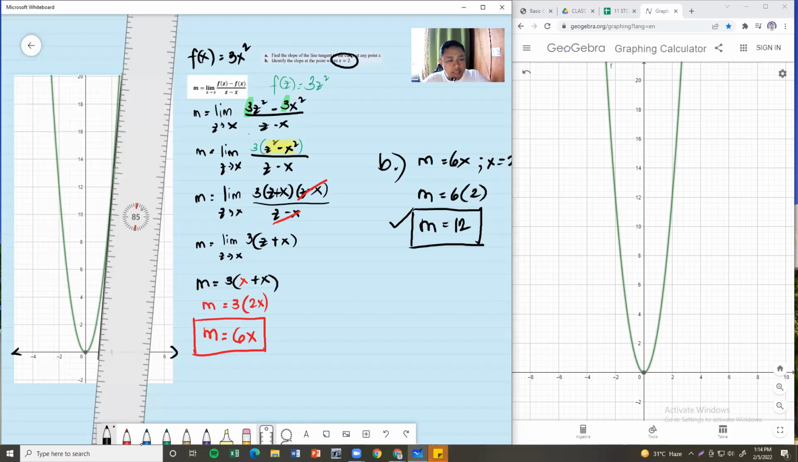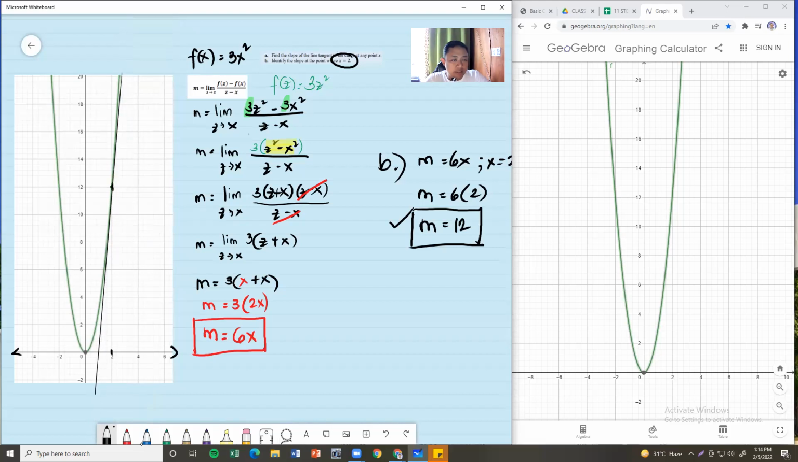There you go. That's the tangent line. And at that 12, our tangent intersects the curve. So that is the value we are looking for in this problem. If you look at this, the rate of change, the slope, is actually rise over run, just like what I told you a while ago. That's m is equal to 12 over 1.